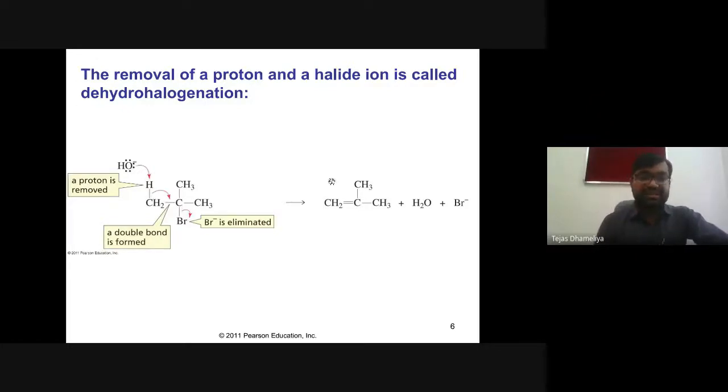Right? So the proton is removed, a double bond is formed, and Br minus is eliminated. So all these three steps will occur simultaneously in a synchronized manner. ગુજરાતીમાં કહીએ તો ત્રણેય reaction એક સાથે જ થાય છે. That's why this is called in a synchronized manner, in a synchronized fashion. Okay, so this reaction is termed dehydrohalogenation.